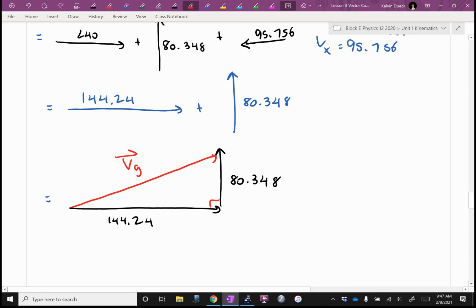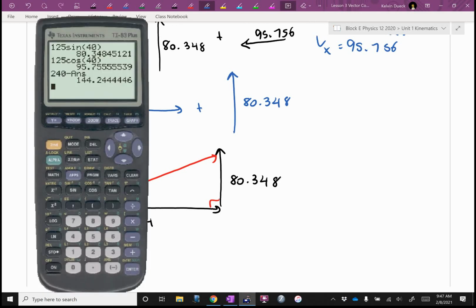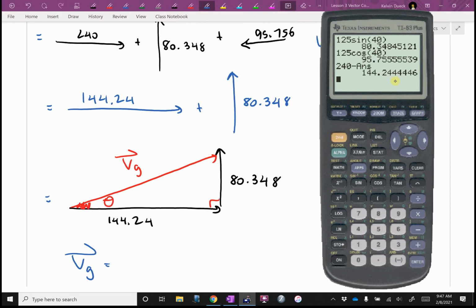Where's the theta going to go? Bottom left or top right? The magnitude is going to be... Oh, I'm going to use my answer button squared because I have the 144.2444444 sitting on my calculator here, so I'll use that. Squared plus 80.348 squared. Square root. I get a magnitude of 165, and now that I'm at my final answer, I'll go to 3 sig figs as my default for my final answer.